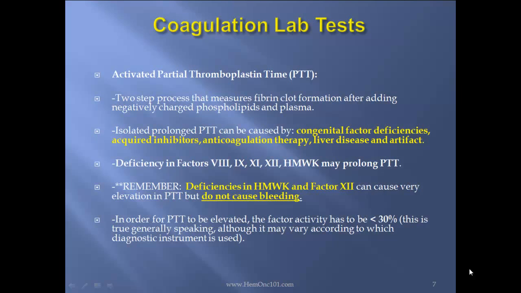Also, deficiencies in high molecular weight kininogen and factor 12 can cause very high elevations in the PTT but not cause bleeding. In order for the PTT to be elevated, the factor activity has to be less than 30%. This is true generally speaking, although it may vary according to which diagnostic instrument is used.